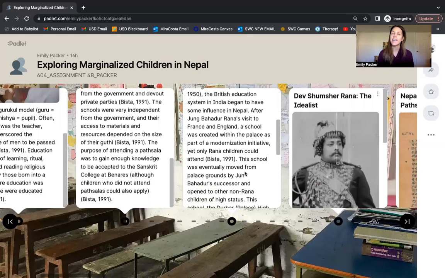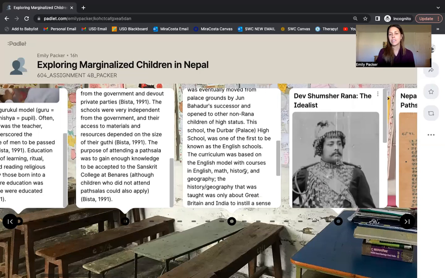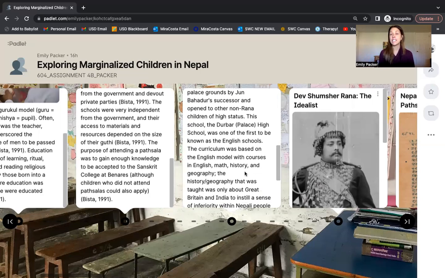Durbar means palace. And it was opened up to other high caste children who were not part of the Rana family. I thought that was pretty interesting that somebody did have the wherewithal to say, hey, if we're going to modernize our country, we need to include others outside of our own family.